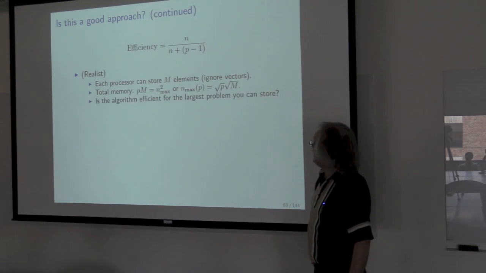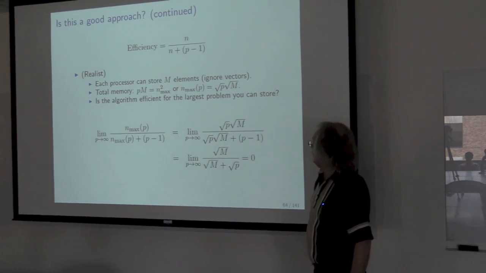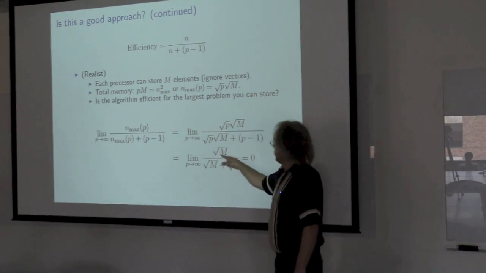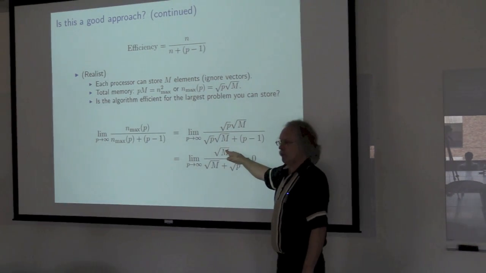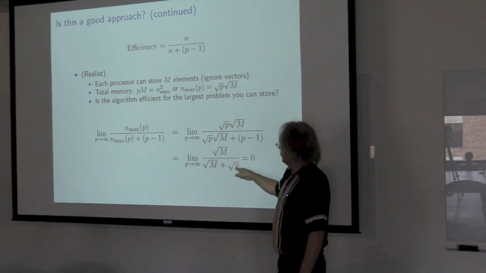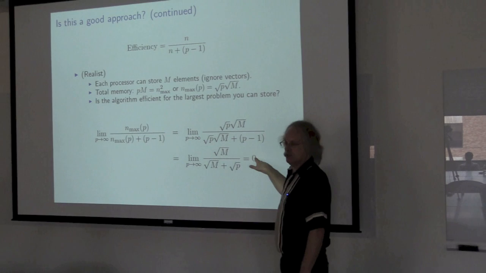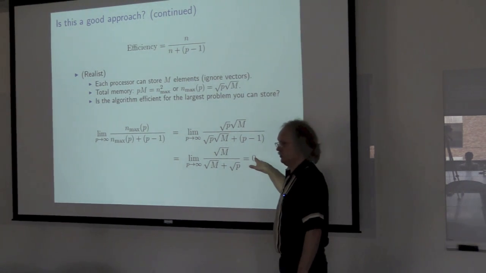And the question then is, is it efficient if we scale the problem as we can? And the answer is that if you manipulate this, you end up with a constant. That's this memory per processor divided by that. But there is the square root of p here. And notice that if p gets very, very large, your efficiency goes to 0. So this is a bad algorithm.